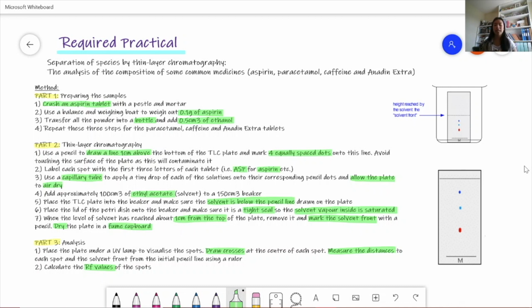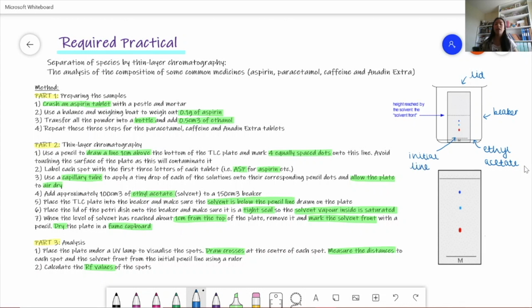So we have the lid at the top. And then here we have the beaker. And then this liquid here is our ethyl acetate. And as you can see, it's below this initial line here. So this line here is the initial line, or it's sometimes called the origin.